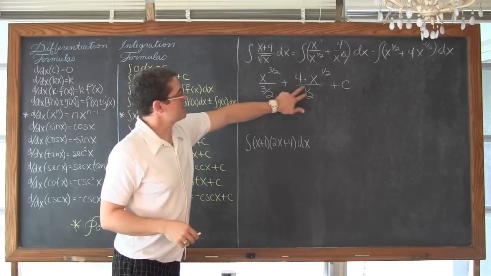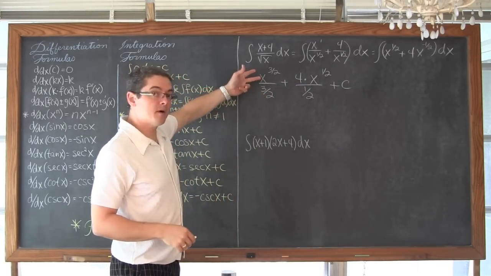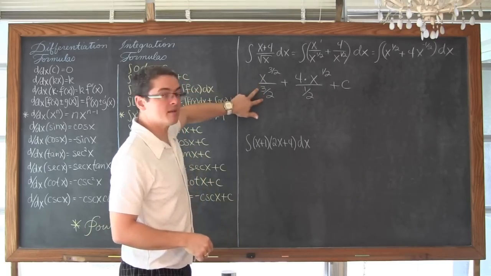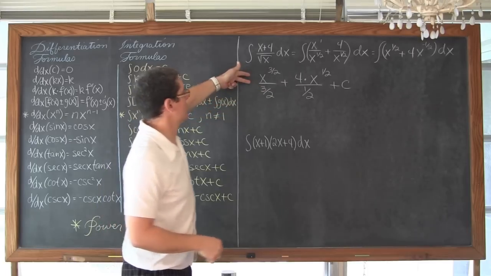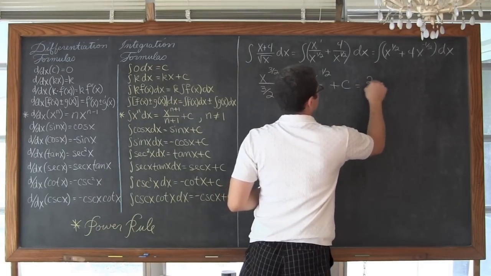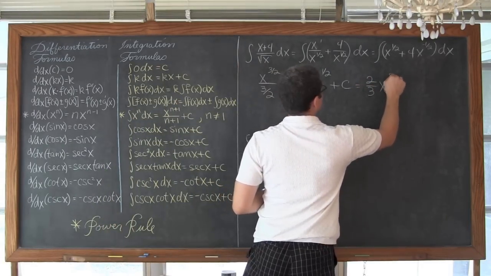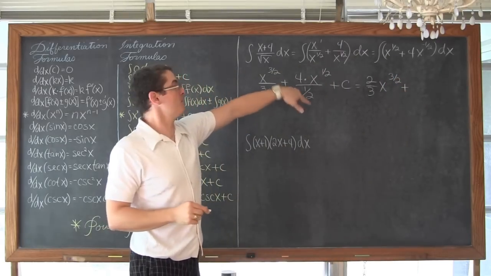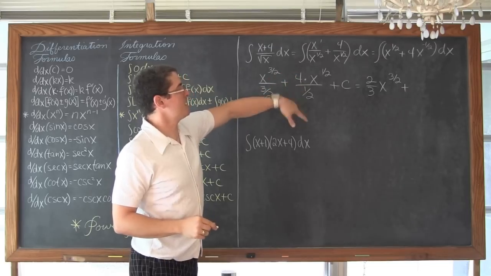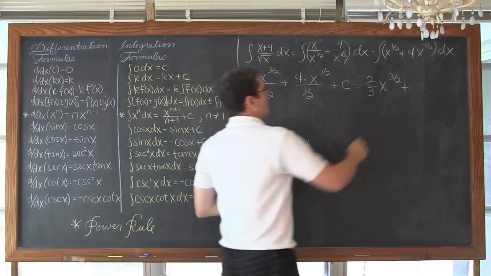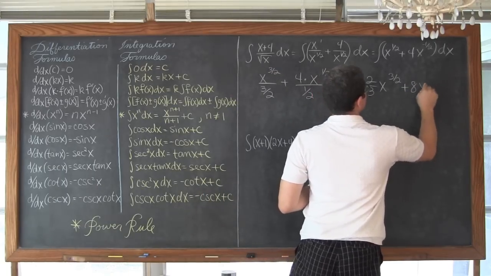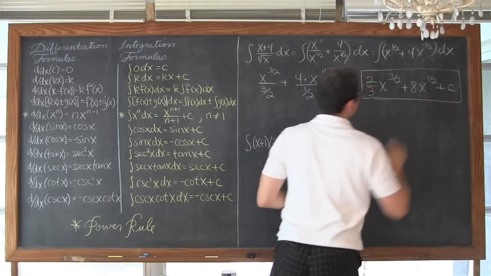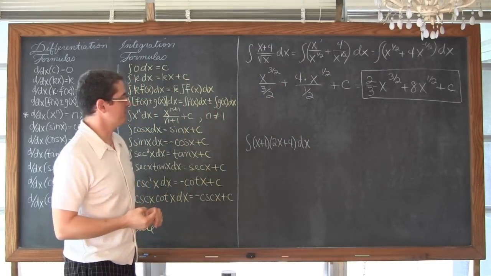We're going to take each of these denominators and flip them up. So we have this 3/2 getting flipped up. The same thing as dividing by 3/2 is multiplying by 2 over 3. So we have 2 over 3 x to the 3/2 power plus, now if we take 1/2 and flip that up, 4 times 2 is equal to 8, x to the 1/2 power plus c, and that is our general antiderivative.